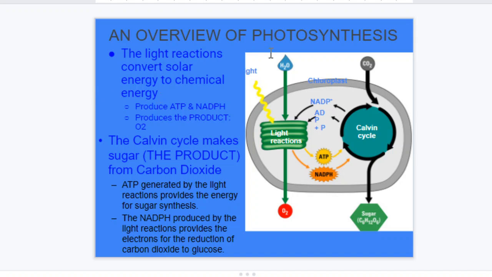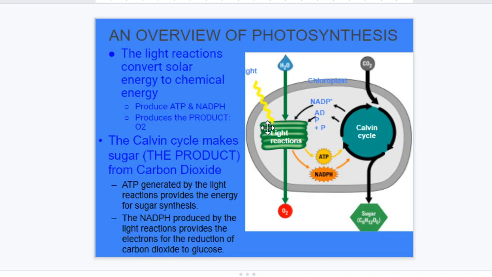Oh my gosh. An overview of photosynthesis: the light reactions convert solar energy to chemical energy. So why do we call it the light reactions? Because it requires light. Notice this one does not. So we call these the dark reactions. And they produce what we call ATP and NADPH. And we'll talk a little bit more about those, but I just want you to get those down. I'll tell you what those are later in your vocabulary.